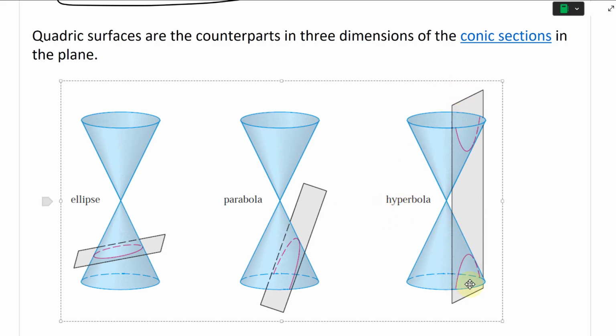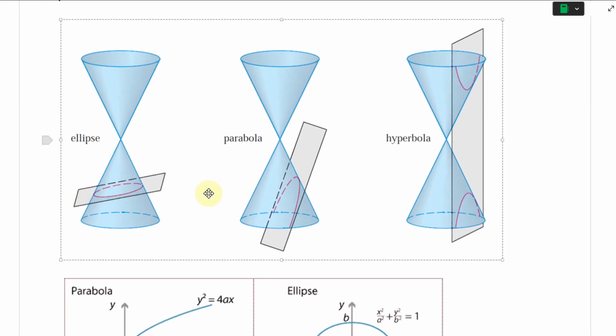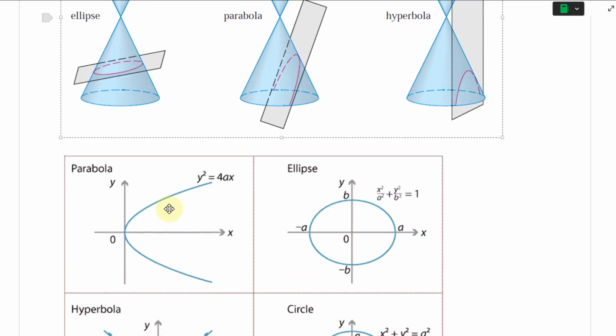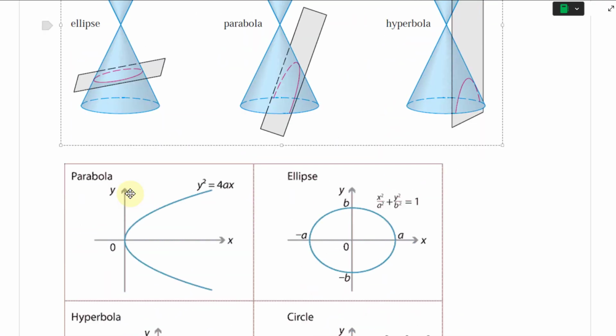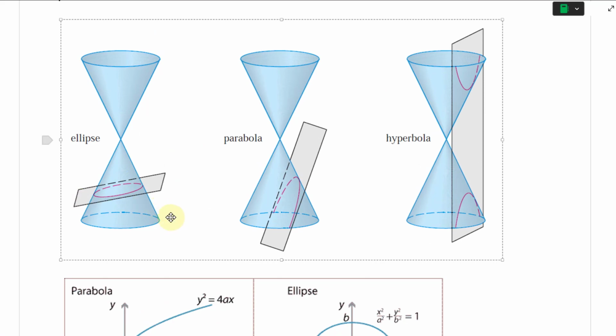A hyperbola is this shape going vertically down the cone, and you'll get two branches like that. A parabola is cut at an angle, so you only cut one. An ellipse is where you only cut one, but fully through on both sides, so you're going to have an ellipse like that. That's pretty epic stuff. And a circle is just an ellipse that's a perfectly horizontal cut.